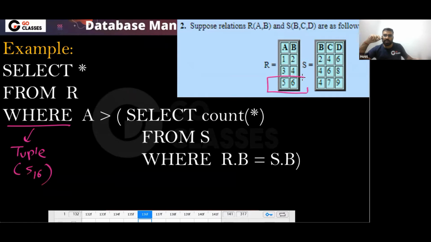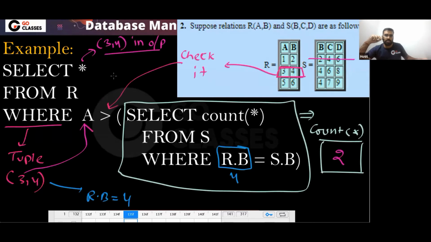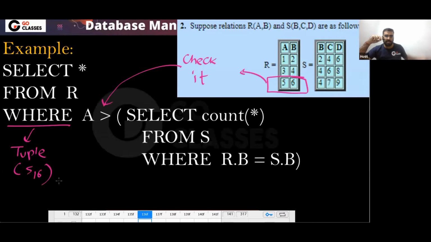Take the next tuple, that is 5,6. Check it. Will it satisfy this condition? Here you can notice this was true. Okay, will it satisfy this condition? Here you can notice r dot b is equal to 6.